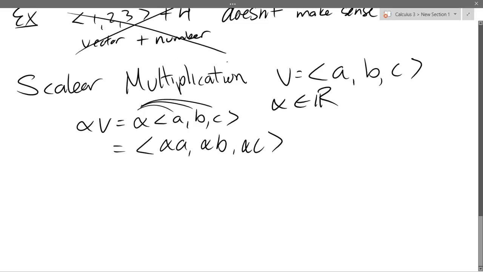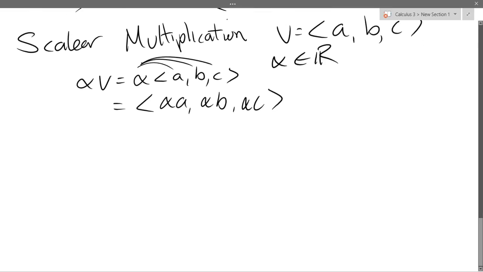Now, if you unmultiply, what do we call unmultiplying? It's my favorite F word. Factoring. You could unscalar multiply and factor. So you could think of it as scalar factoring. You can multiply in a number, you could unmultiply or factor out a number as well. So that's scalar multiplication.